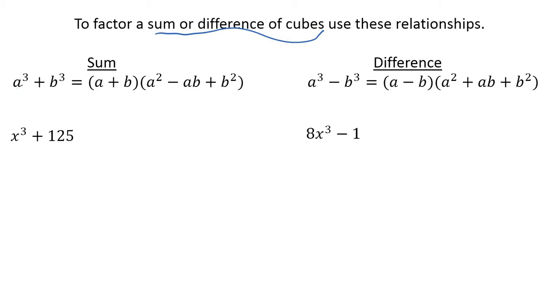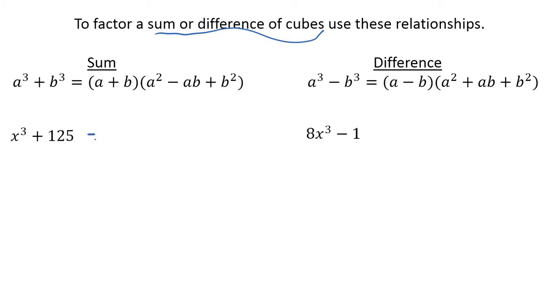So sum, a cubed plus b cubed, very general here, gives you this pattern. Difference, a cubed minus b cubed gives you this pattern. Notice these are very similar. The plus, there's a minus there, there's a minus here, a plus there. Very, very similar. So let me show you a couple examples.